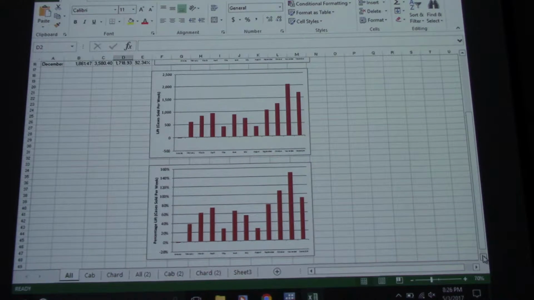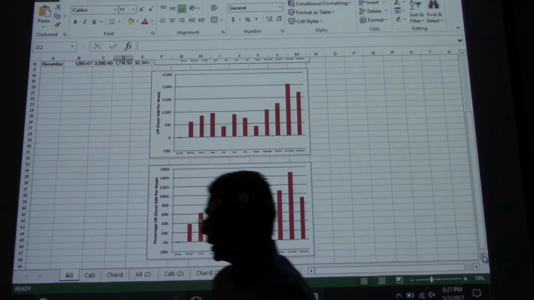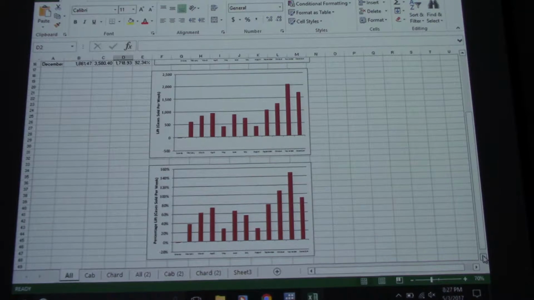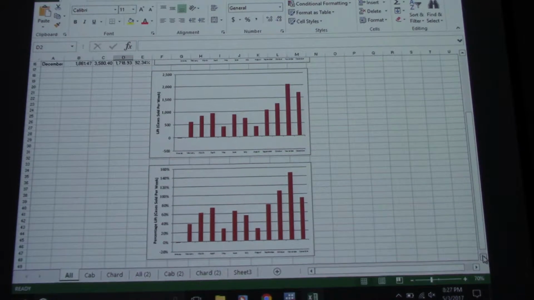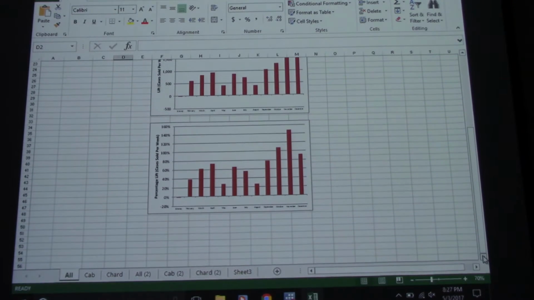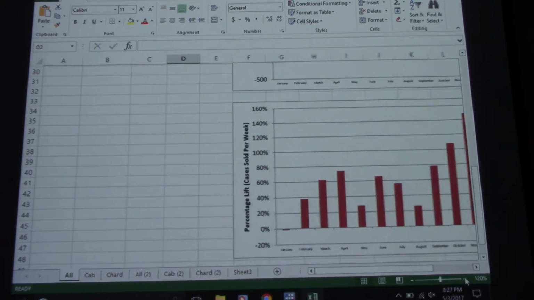So that we can see essentially where the lift is the greatest. That's the term they use to measure promotional effects: lift. And here's the lift in cases, here's the lift in percentage. Pretty straightforward stuff. Again, you can see, blow this up a little bit. Lift in percentage is probably more important.